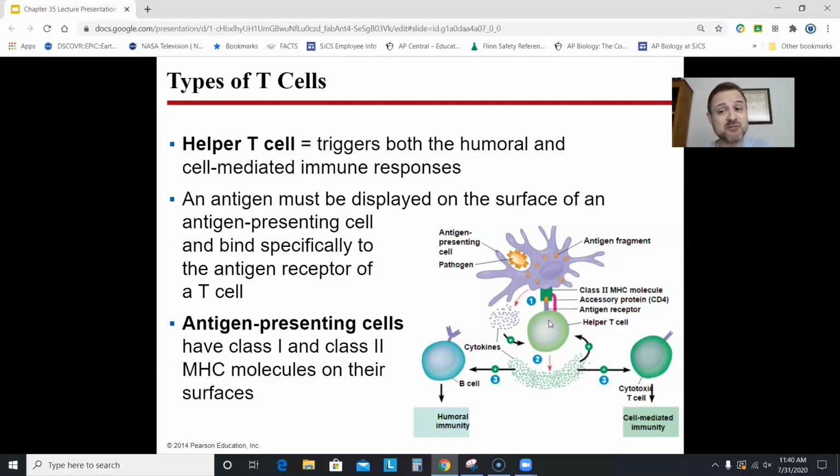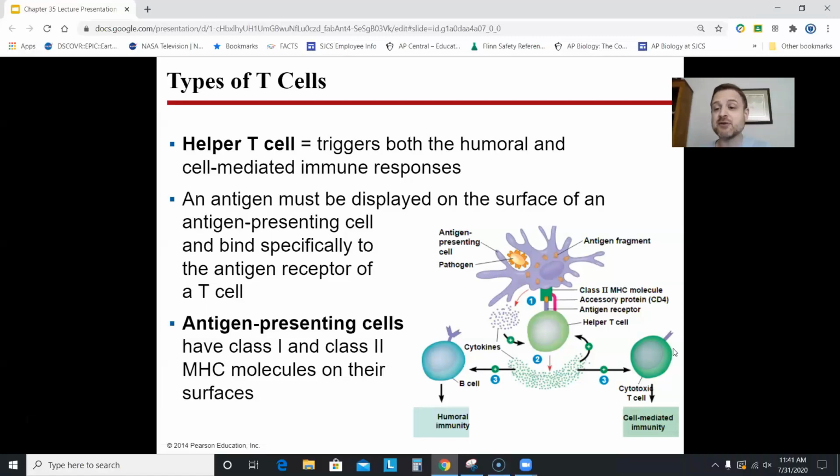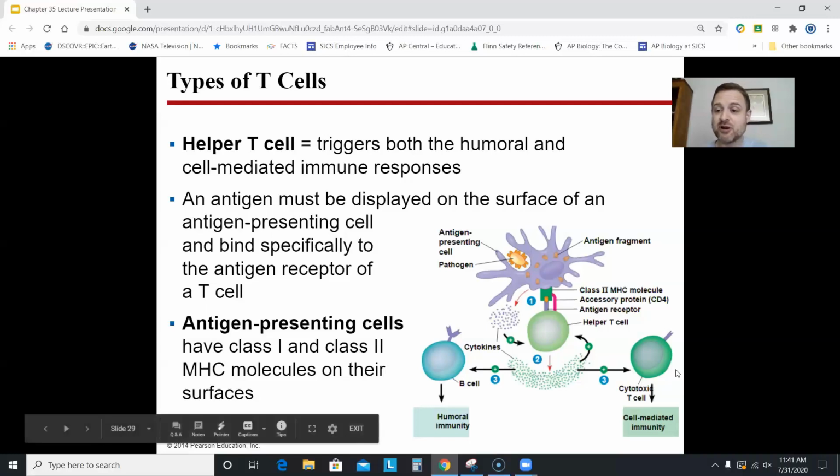Helper T cells don't fight off anything. Helper T cells produce cytokines. They produce chemicals that cause, in this case, B cells or what are called cytotoxic T cells to divide rapidly. All right? So helper T cells help with clonal selection, in that they stimulate the correct cells, in this case the correct B cells or cytotoxic T cells, to divide. And helper T cells are activated by this MHC complex with the antigen.